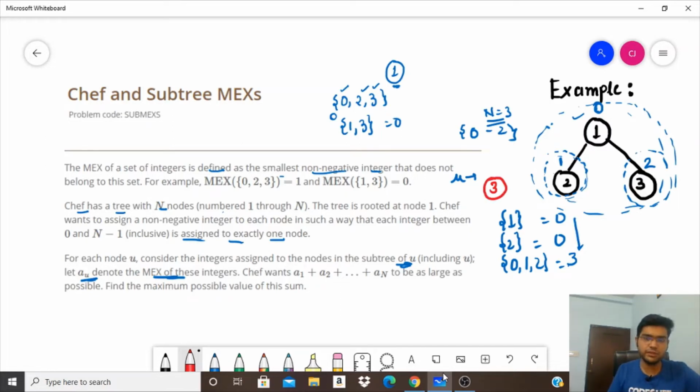So this is how things are working. We need to consider every possible subtree, right? And then we want to maximize this max. So is there any other possible way to calculate max greater than 3? Let us see the particular case.